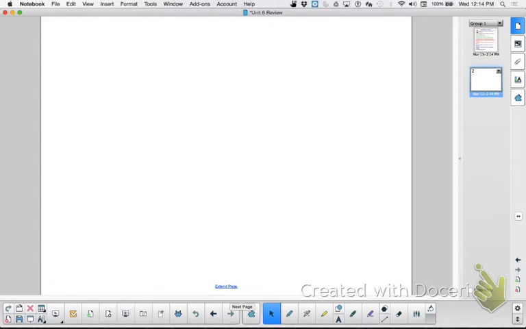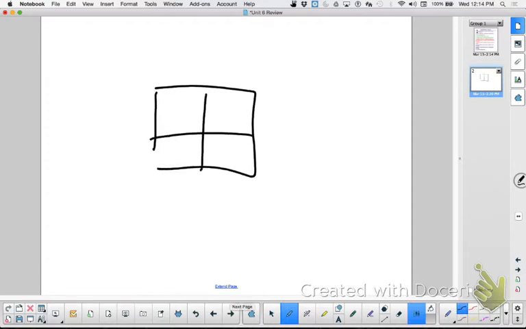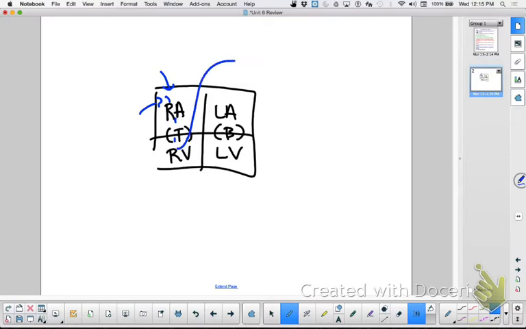Okay, so when you do the heart, do you remember that we make it like a box? And this is the right atrium, and this is the tricuspid valve, RAT, right? And this is the right ventricle, left atrium, and left ventricle. So the blood that comes in here to the right atrium goes down and out. And where do we need to go? To the lungs. Good.